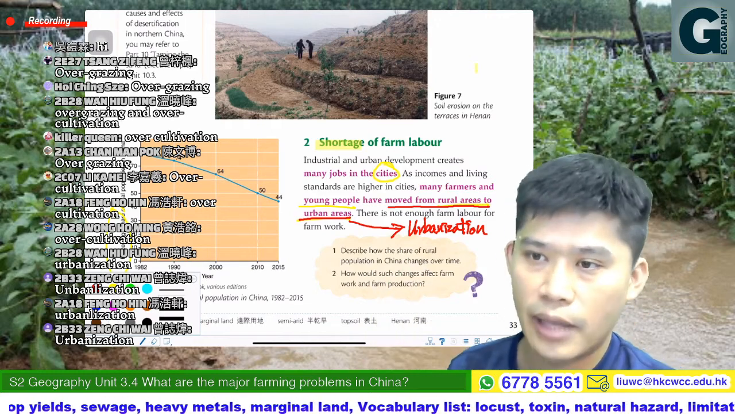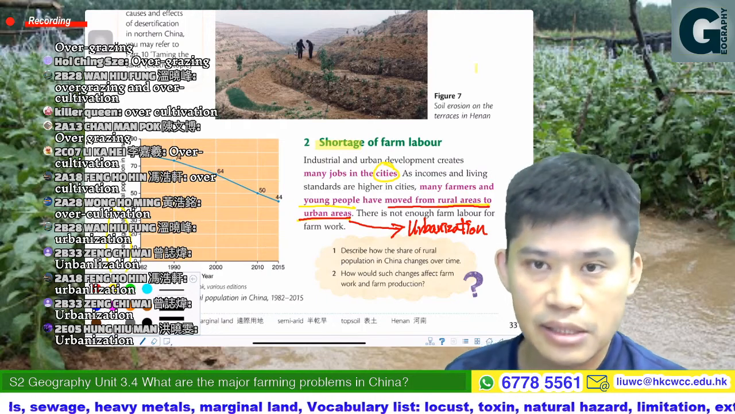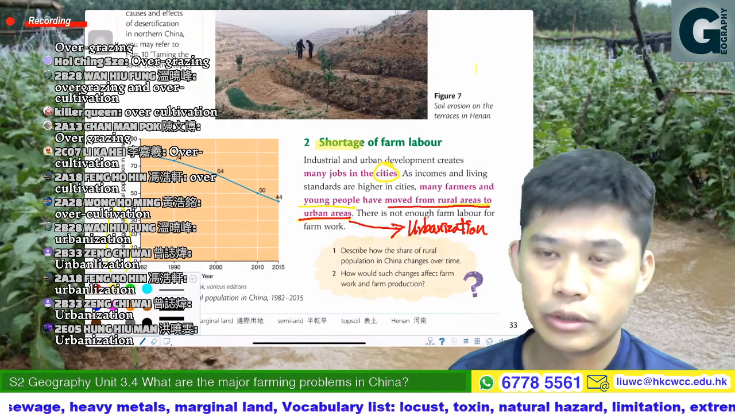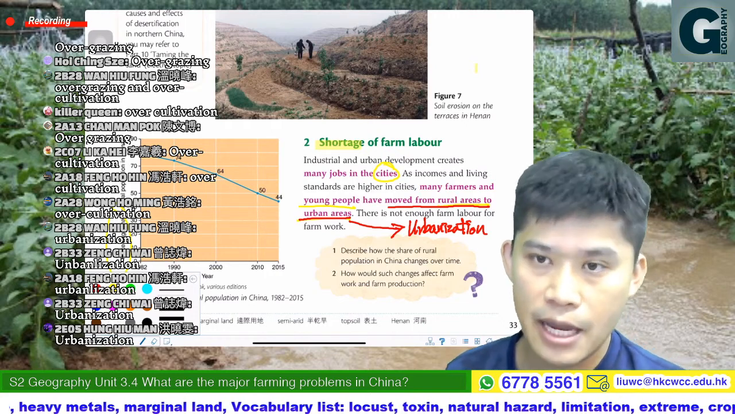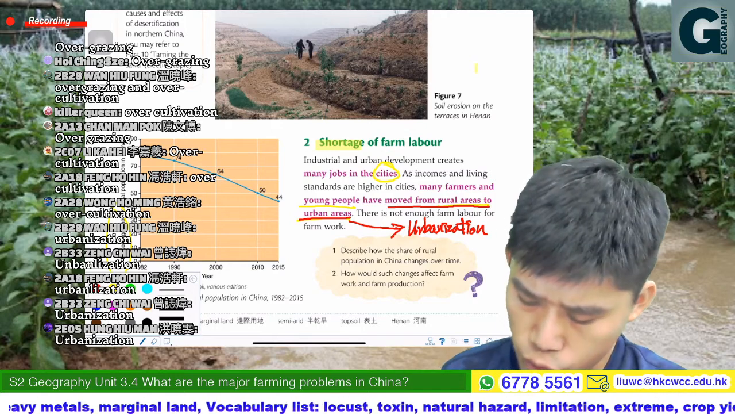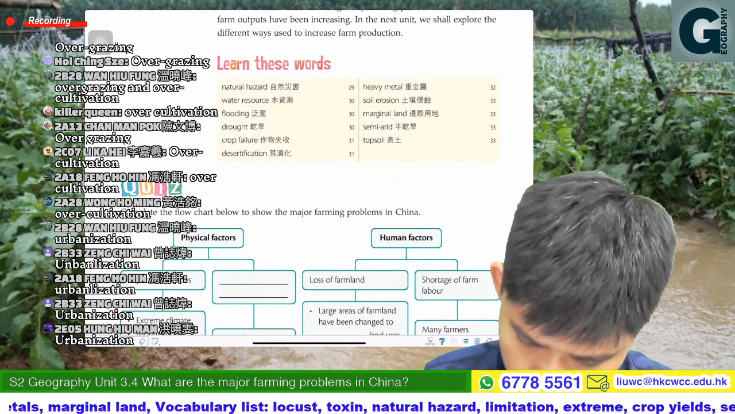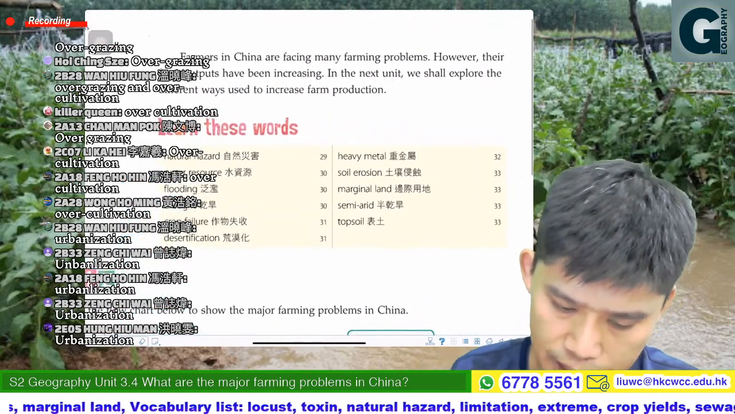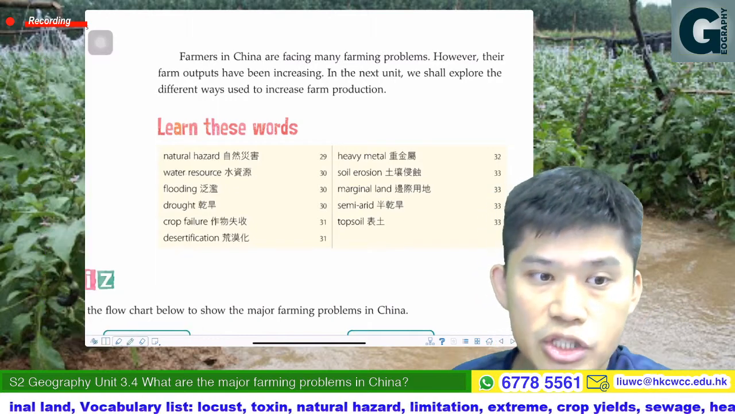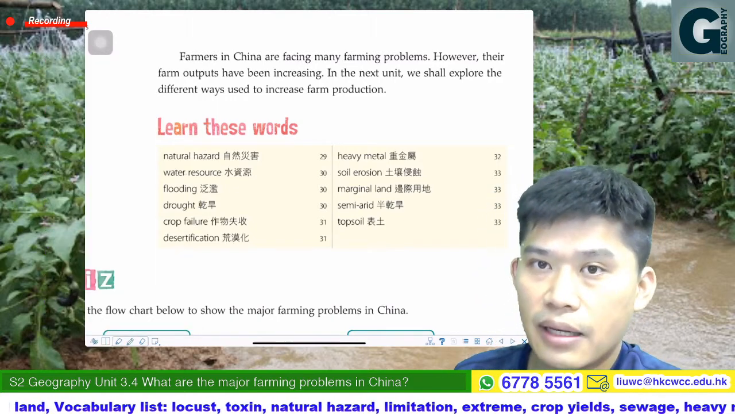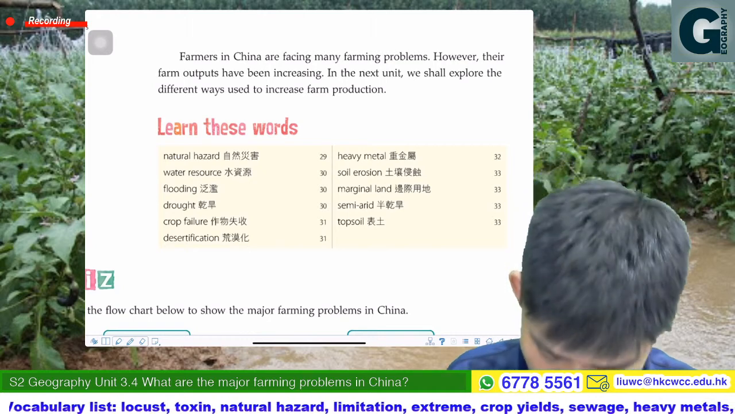When people move from rural area to urban area, actually, we can call it urbanization. So therefore, you may say due to urbanization, that would lead to the drop or the reduction of the farm labor in the rural area. Okay, so therefore, you can see that farmers in China are facing many farming problems. However, their farm output has been increased.